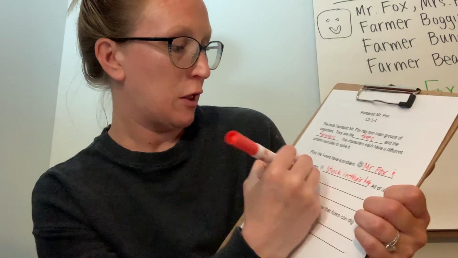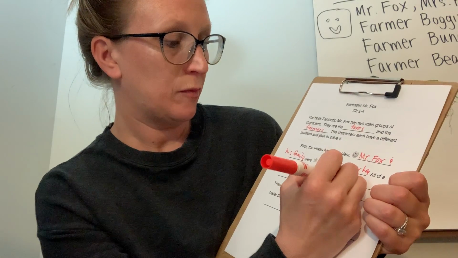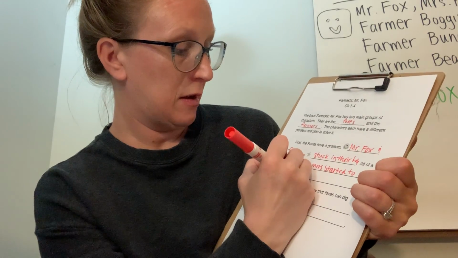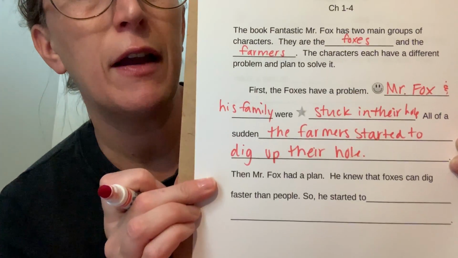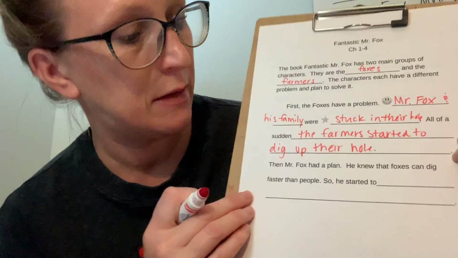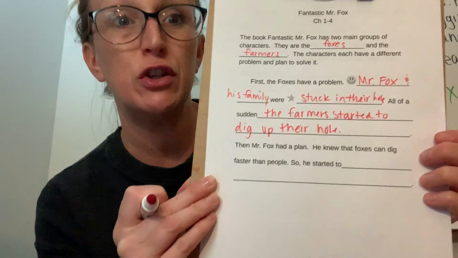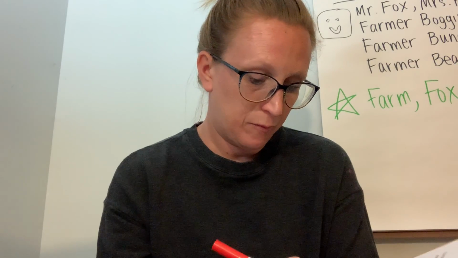All of a sudden, what happened? The farmers started to dig up their hole, right? Then Mr. Fox had a plan. He knew that foxes can dig faster than people. So he started to, we know what he did. That's our plan, right? We could take it right off here. They started to dig fast and deep. That's it.